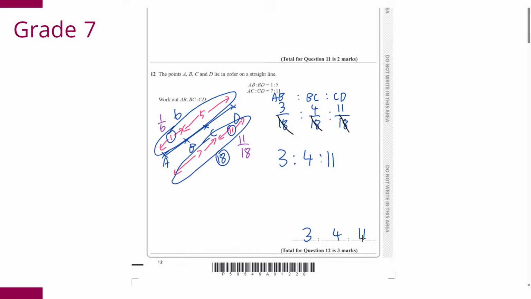It works well. How did you get 3 over 18? Because it's 1/6, and I knew that the bottom of this one was 18, so I just timesed it by 3 so that I get the denominators the same. So I just got the 1/6 and times it by 3, top and bottom.